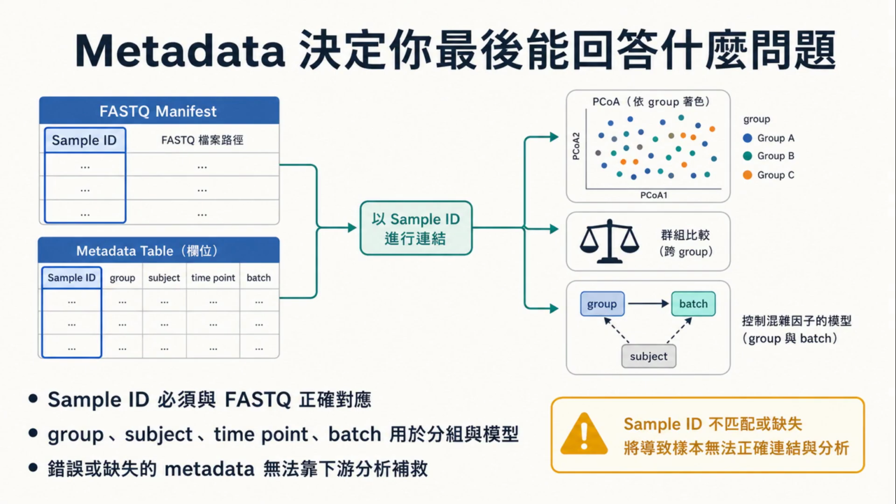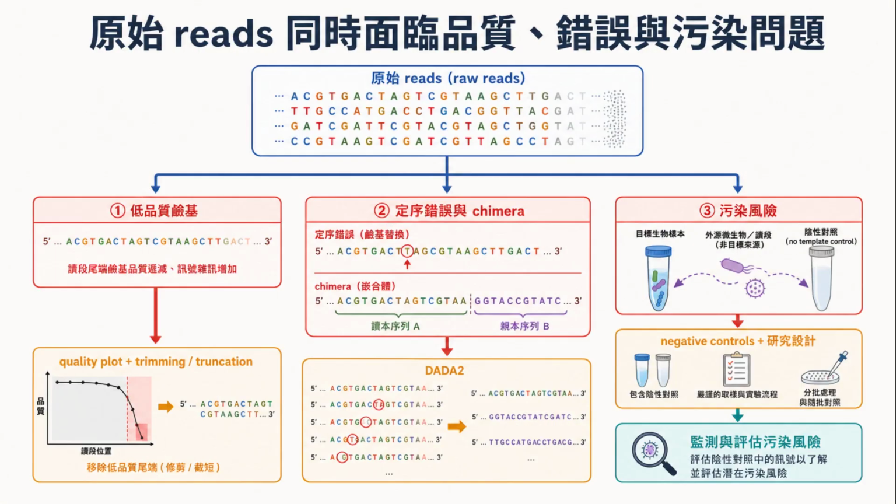In addition to sequence data, we also need sample metadata. This table records background information for each sample, such as the experimental group, participant, time point, and batch. It must be linked correctly to the sequencing files through a unique sample ID. These fields are required for coloring plots, comparing groups, and building statistical models later in the analysis. If sample IDs are matched incorrectly, or if essential fields are not recorded when the experiment begins, no matter how sophisticated the downstream algorithms are, they cannot recover the missing study design information.